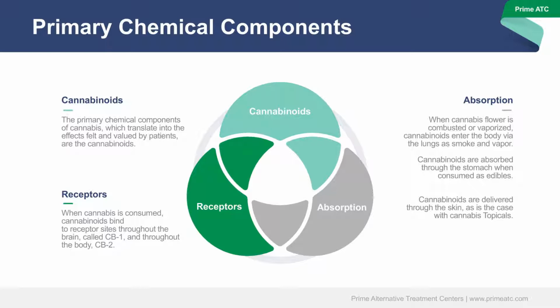Cannabinoids enter the body via the lungs as smoke and as vapor when the cannabis flower is combusted or vaporized. Alternatively, it can be absorbed through the stomach when consumed as an edible product. And further, it can be delivered through the skin, as is the case with cannabis topicals. The path via smoking and vaporizing is slightly different than that of cannabis when eaten. The effects of ingested cannabis are typically stronger and have a longer duration because it is processed by the stomach and liver before it enters the bloodstream.